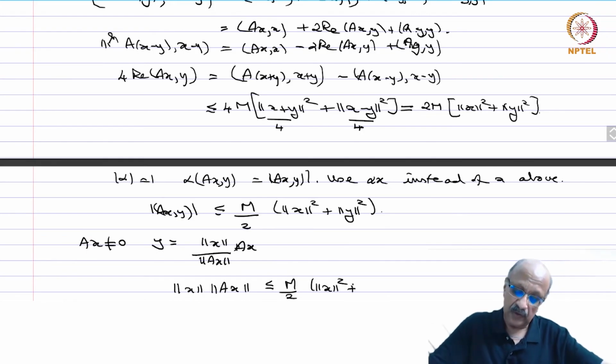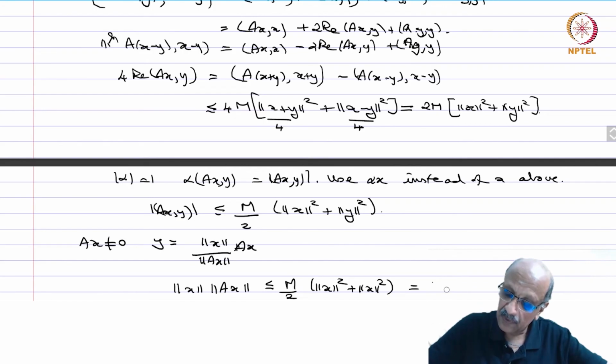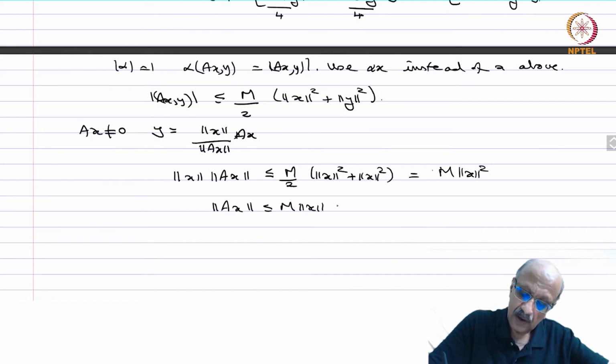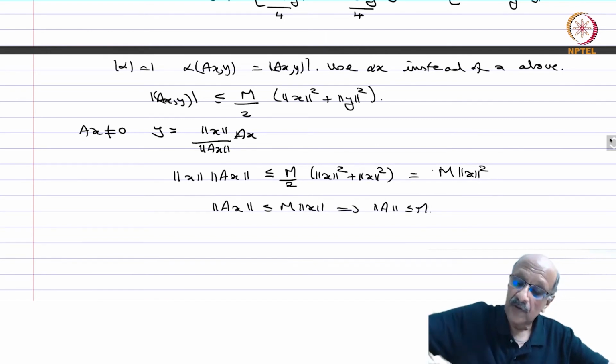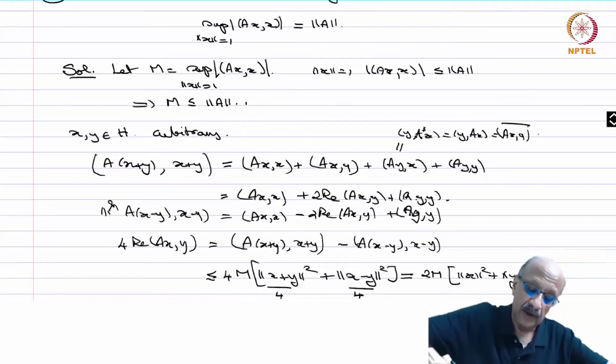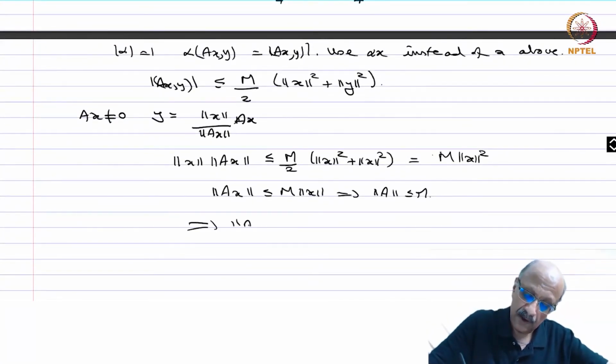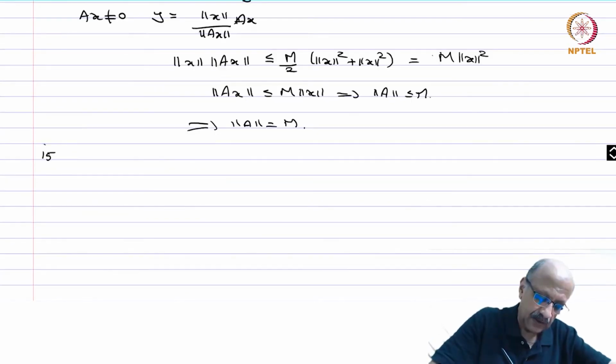And what is norm y square? Norm y square is precisely norm x square again, so this is M times norm x square. So if you cancel one norm x, you get norm of Ax is less than or equal to M times norm x, which implies norm A is less than or equal to M. We already saw that norm A was bigger than or equal to M, and therefore we have both of them. So this implies that norm A equal to M. Okay, so that proves the thing. 15.